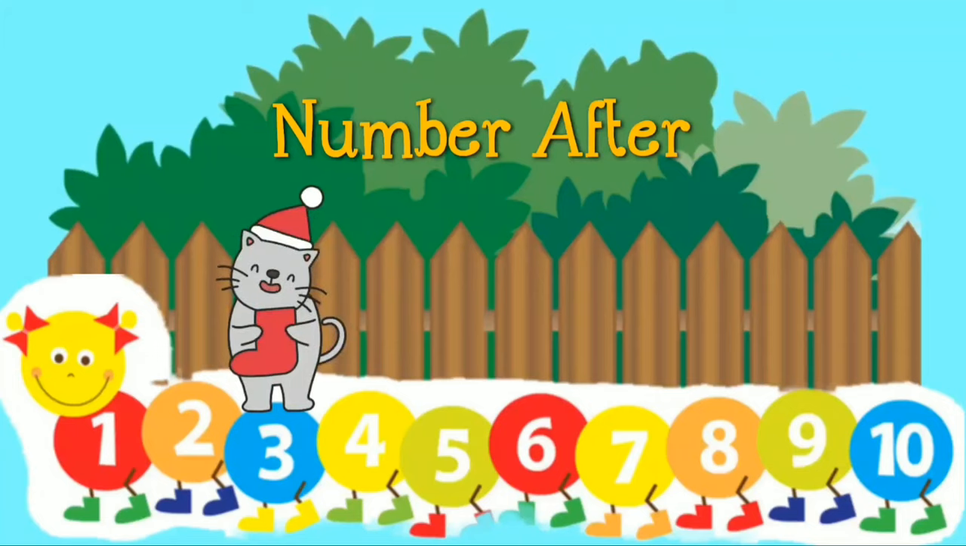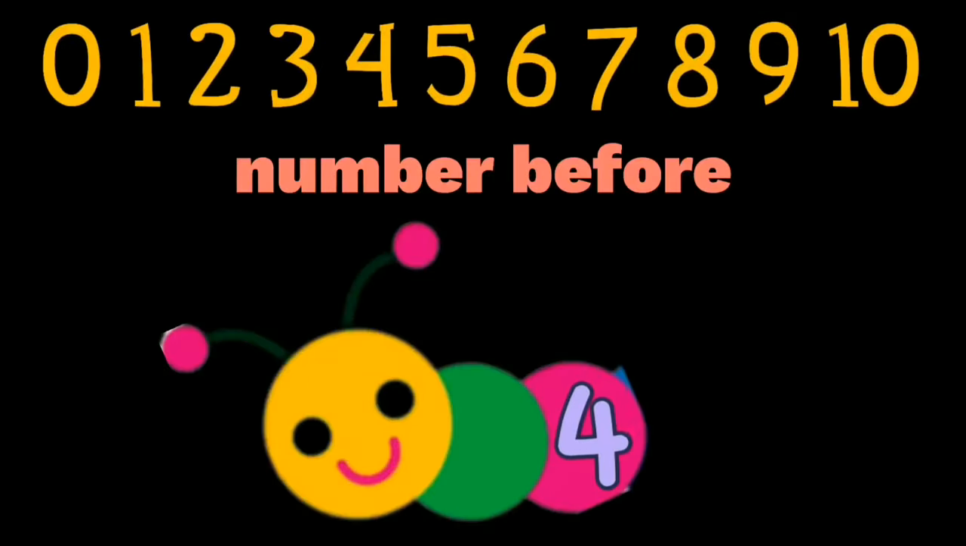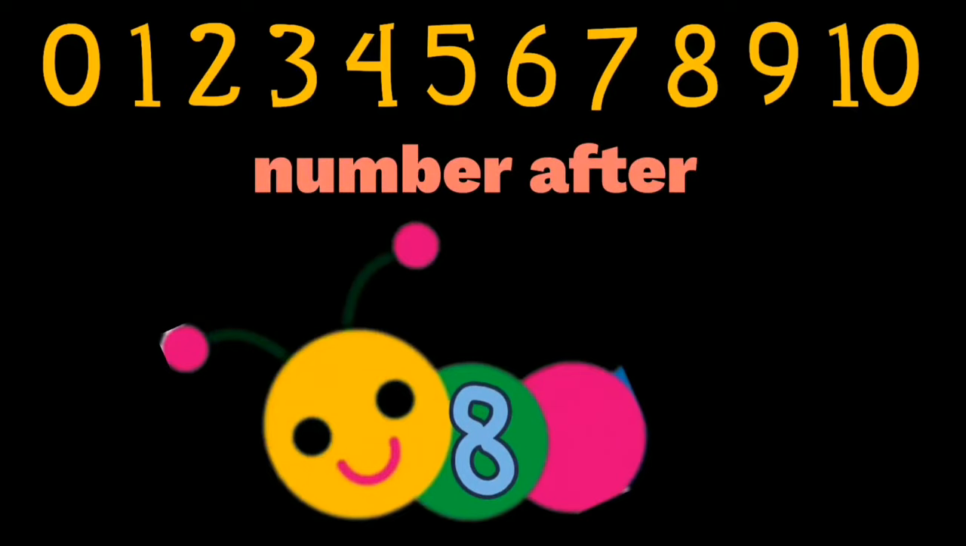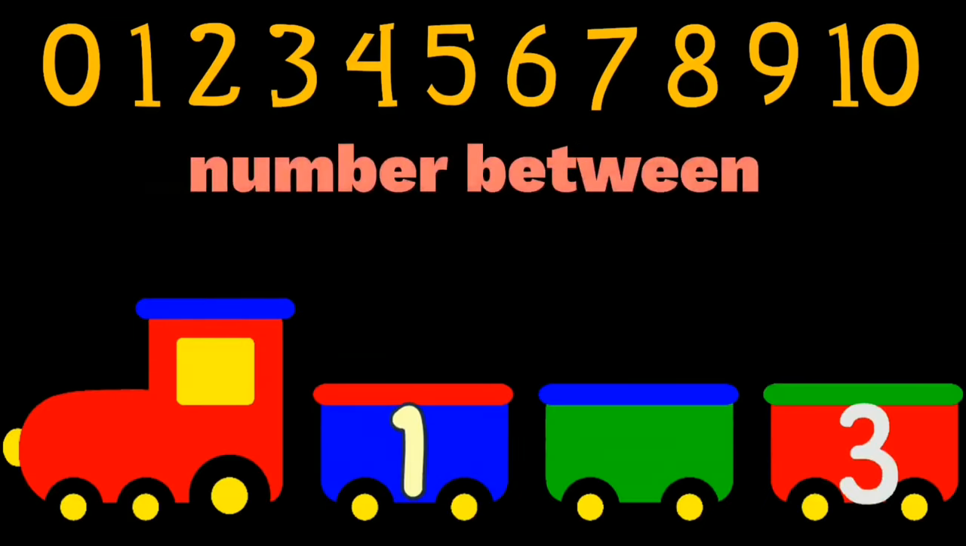Good job, kids! Now let's review what we have learned today. Kids, what is the number before 4? Right, 3. What is the number after 8? Right, 9. What is the number that comes between 1 and 3? Yes, 2.